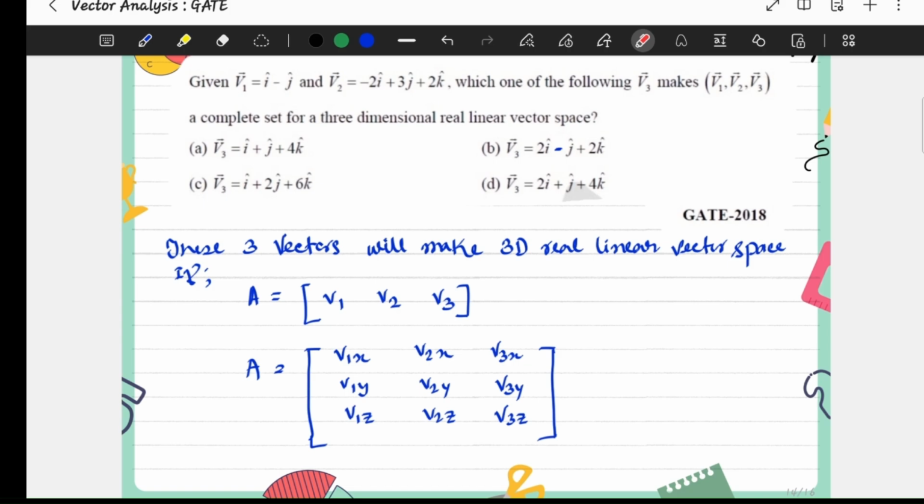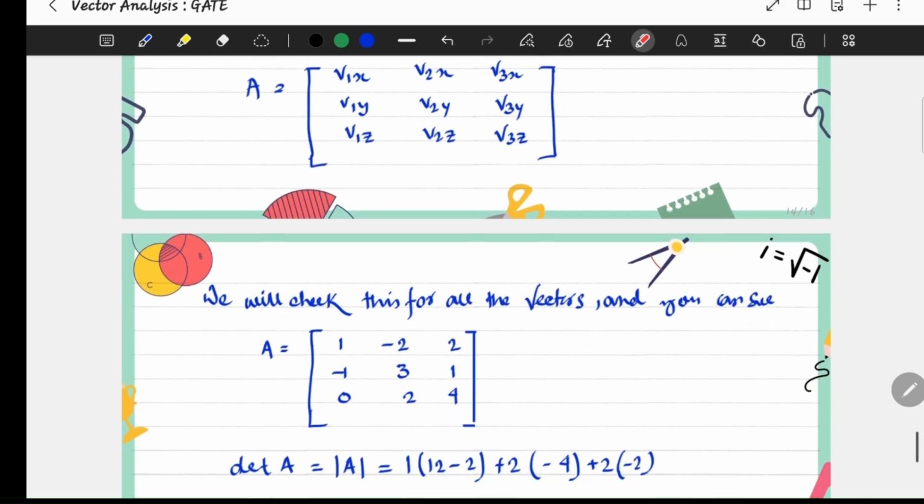So how can we write? See, we already did this in another question: you just write the vectors column-wise. Suppose this one is v1, so first is vx, that is 1, vy, that is minus 1, and vz equal to 0. This is the first vector, this is the second vector, and this is the third vector. Now we are going to put these v3 values here and calculate in which case the determinant of the matrix comes not equal to 0. Then we can say this v3 will form a 3-dimensional real linear vector space. Understand?